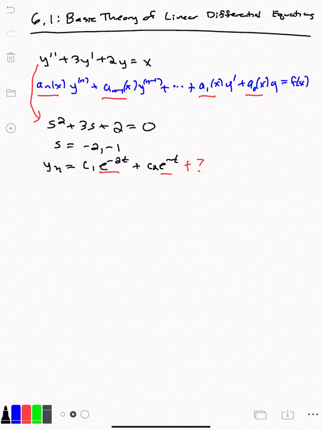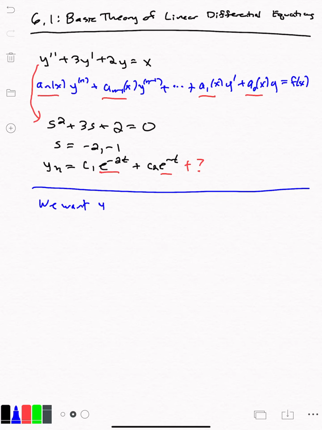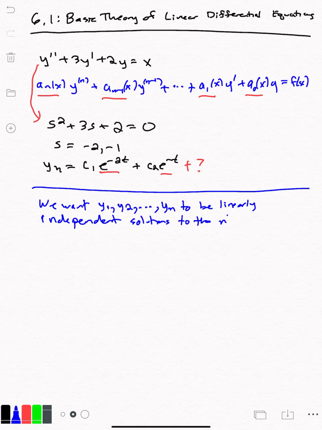And all of that was because of the following idea: we want y1, y2 to yn to be linearly independent solutions to the nth order linear differential equation. So if we had a second order, we're going to want 2 of them, third order 3, and so on.